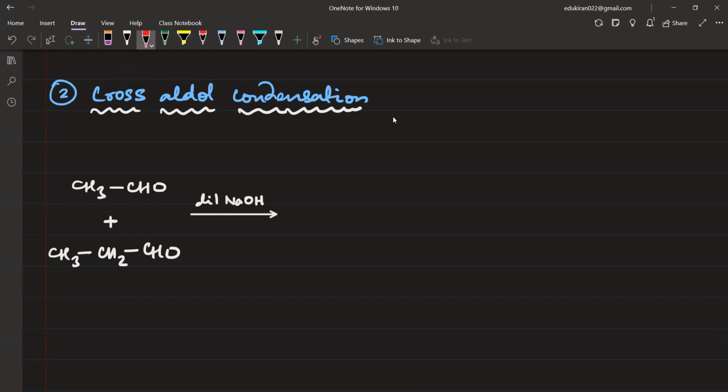As soon as you add dilute NaOH, what will happen? What is it going to do? It is going to attack here. And then some of the ethanal will react with itself, and some of the propanal molecules will react with itself. This can also happen, yes or no? Can it happen or not? Yes, sir.